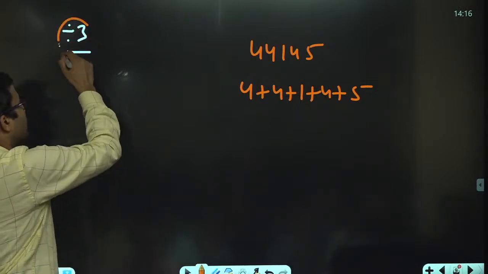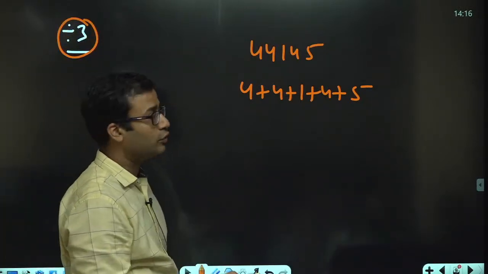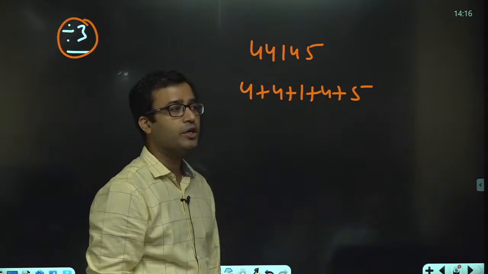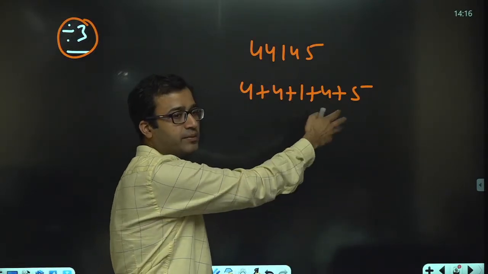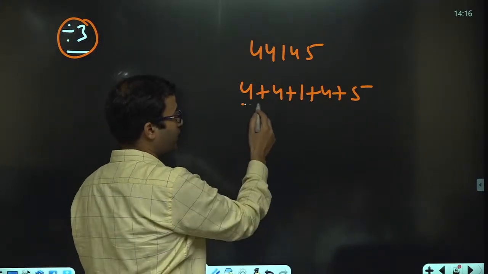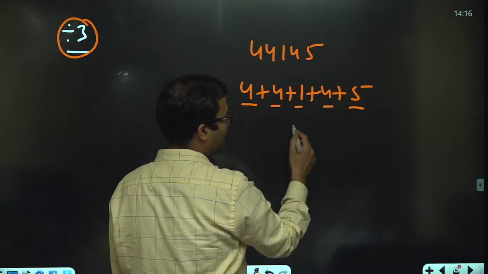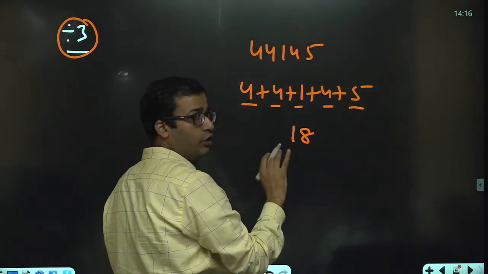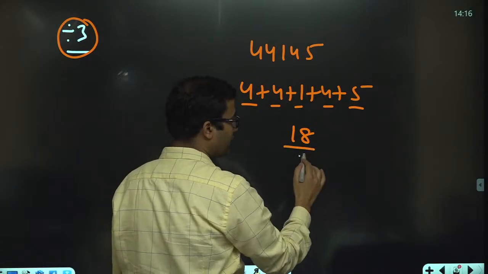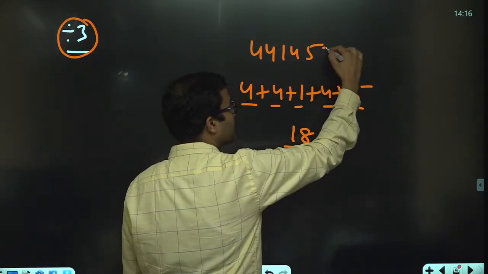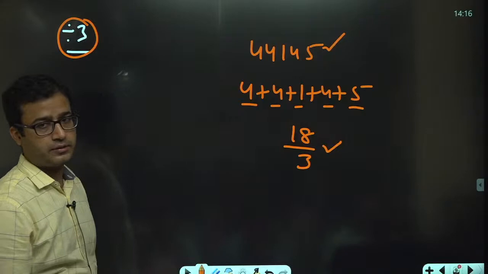So for divisibility of 3, the rule is no need to check the complete number. You just see step number 1, sum of the digits. 4 plus 4 is 8, 9, 13, 18. So you check only 18. If this 18 is divisible by 3, it means this complete number is divisible by 3.